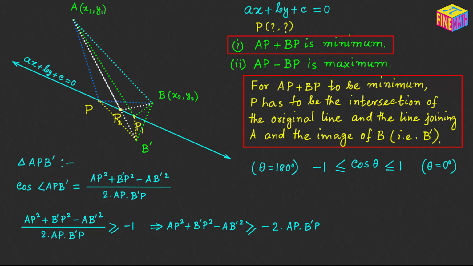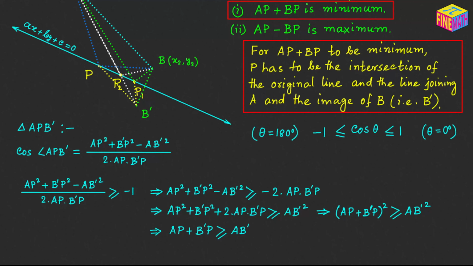So if we multiply both sides by 2AP times B prime P, then our inequality is going to look like this. And from here, if we reorganize the terms a little bit, our inequality can be written like this. And from there we can say that AP plus B prime P whole squared is greater than or equal to AB prime whole squared. And from there we can say that AP plus B prime P is greater than or equal to AB prime. So what would be the minimum value of AP plus B prime P? Well, that will be equal to AB prime, because AP plus B prime P is greater than or equal to AB prime. And that is possible only when P is located on the line segment AB prime.